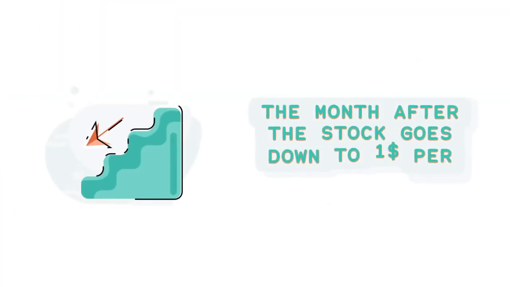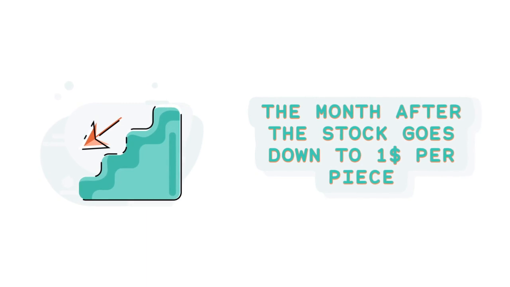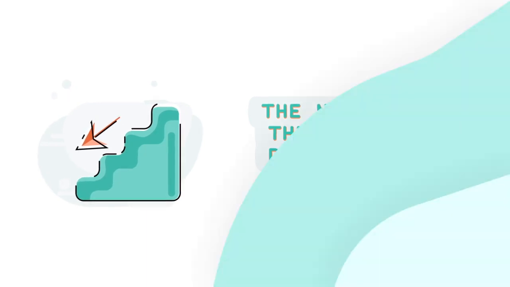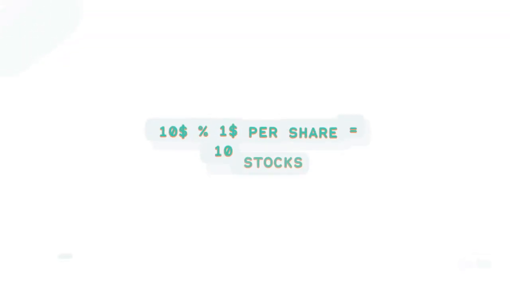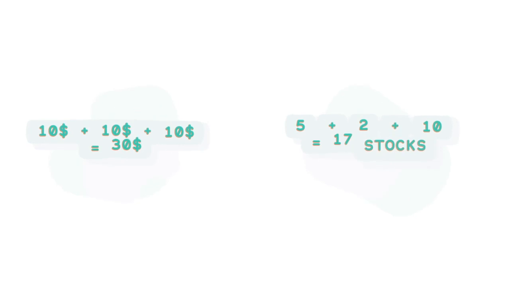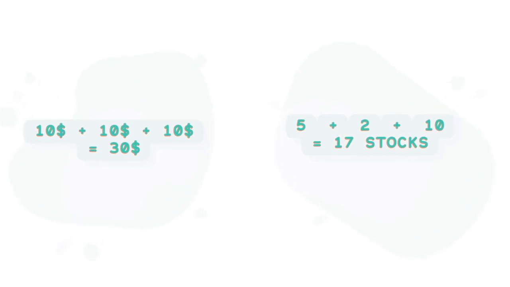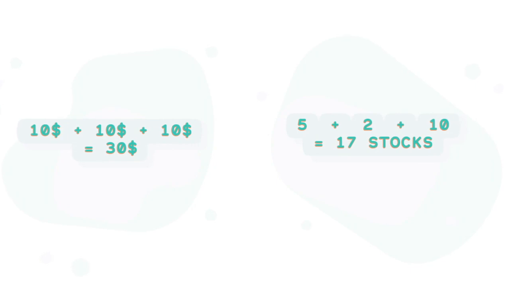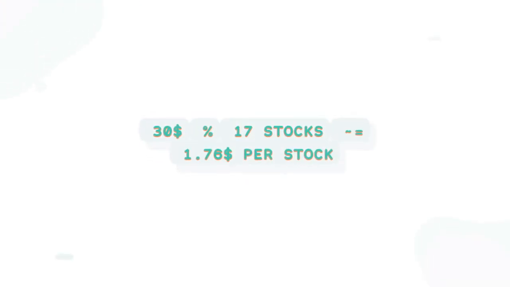The month after, the stock goes down to $1 per piece. John now buys as much as 10 stocks of the company. Within these 3 months, John invested $30 for which he bought 17 stocks. This means he paid slightly less than $2 per stock on average.